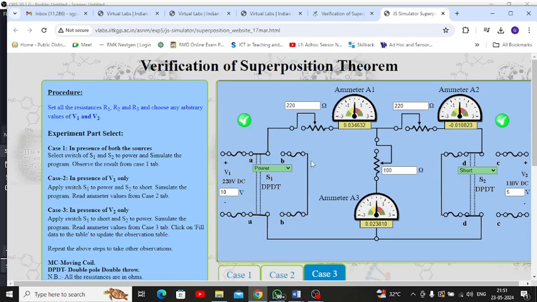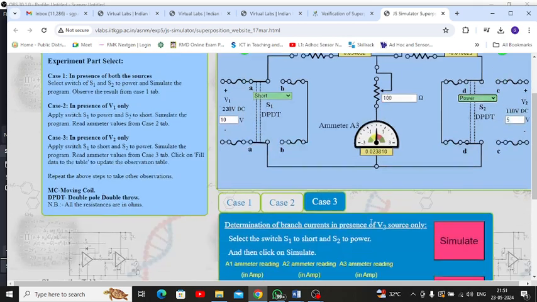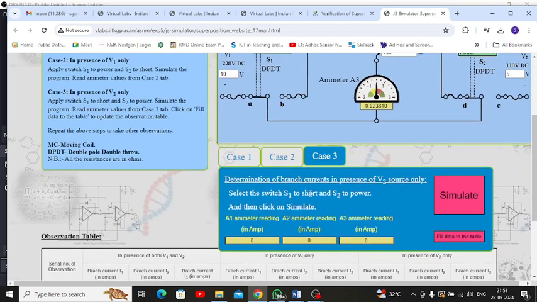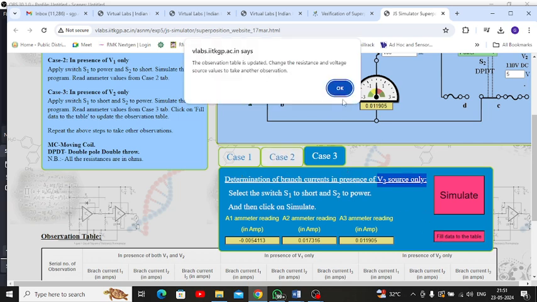Next, coming to case 3, we short circuit supply 1 and give power to supply 2. Simulate. This is the determination of branch currents in the presence of the V2 source only. Now we have completed case 1, case 2 and case 3. Fill the data into the table.